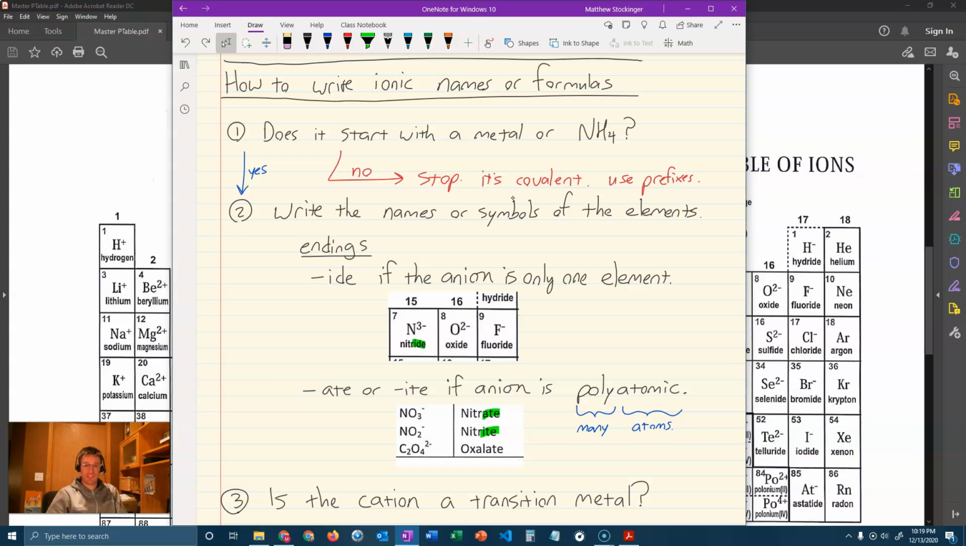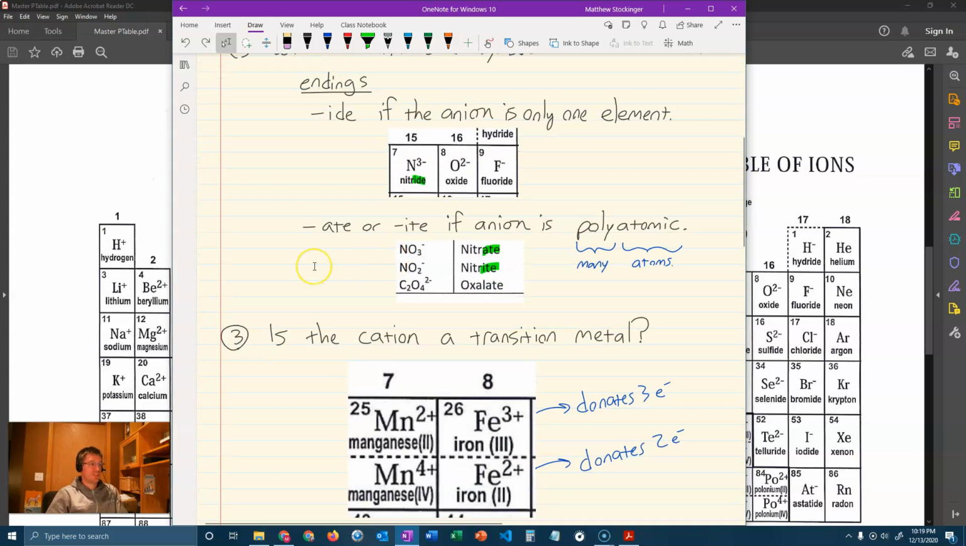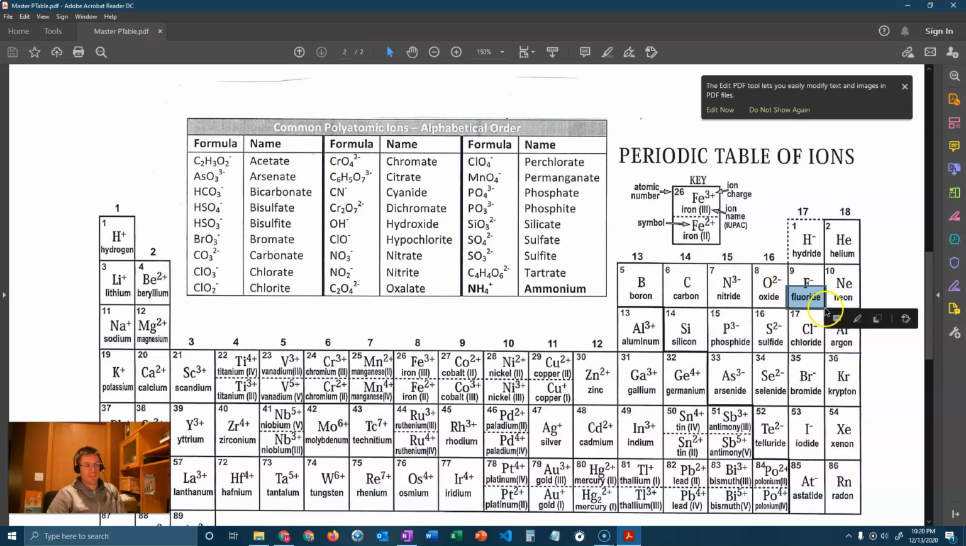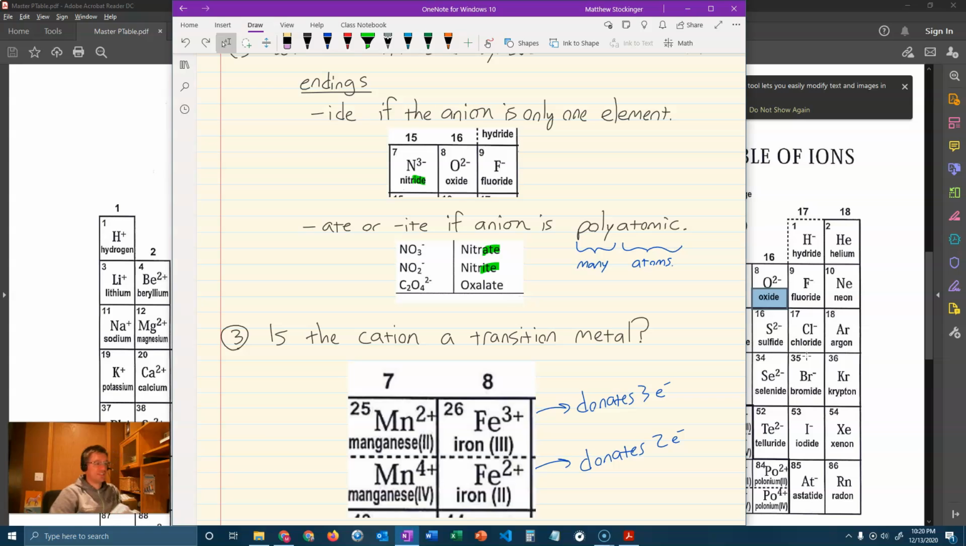You go find them on the periodic table, write down the names. You're going to change the endings, just like covalent. And a lot of the time, you're going to stick with "ide," just like we're used to. That's perfect for when the anion, the second part of the formula, is only one element. And you can see that on our special class periodic table here of ions, that when you look at any one of these ions, they all end with "ide." Okay, these are all the ones that are a single element: oxide, fluoride, chloride, etc.